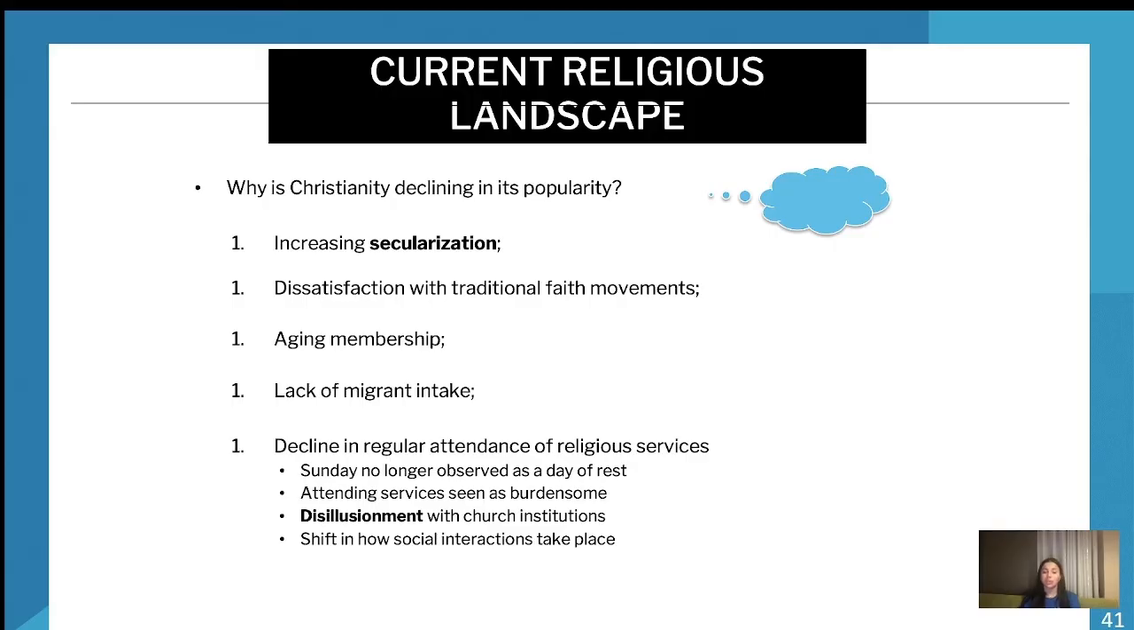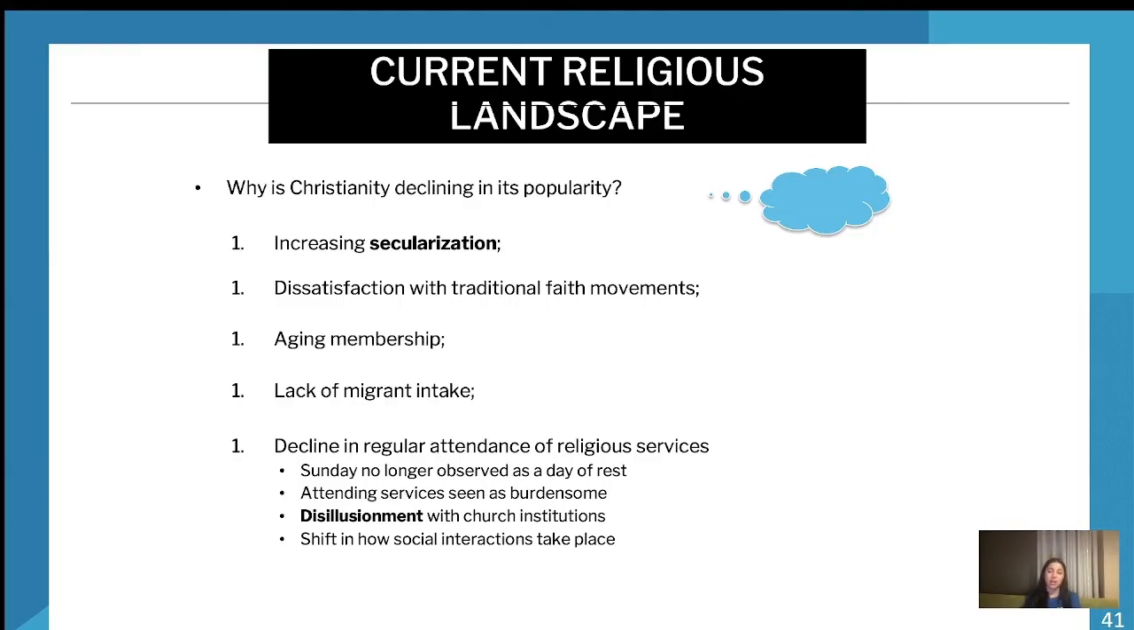So Sunday is no longer observed as a day of rest. When you go to specific European countries, there'll be no shops open on Sunday because it's a day of rest, and they're pretty strict and have quite a large amount of Christian adherence. But Sunday isn't observed as a day of rest for us. Attending services also has become kind of burdensome to some. There's disillusionment with church institutions, but also a shift in how social interactions take place.